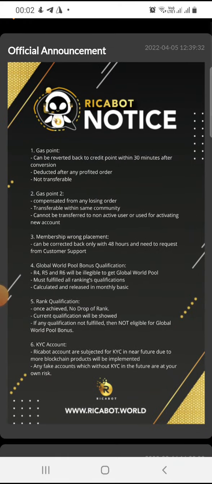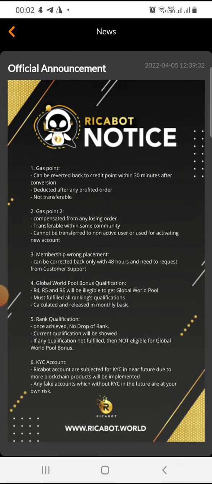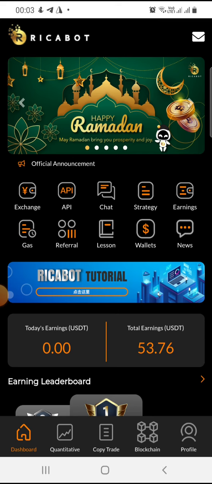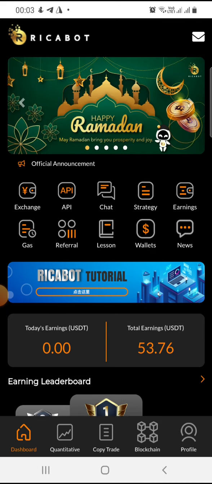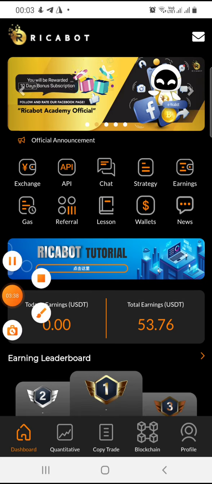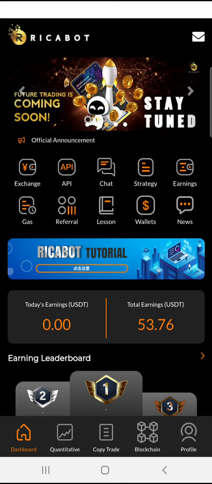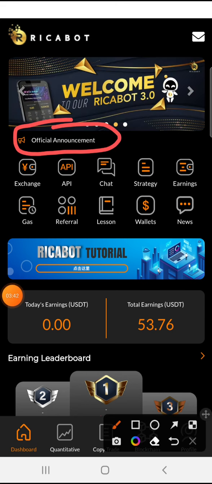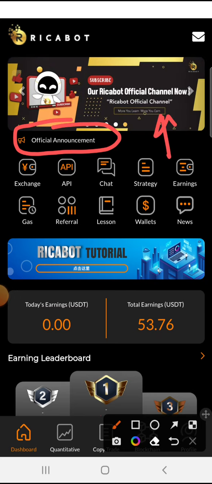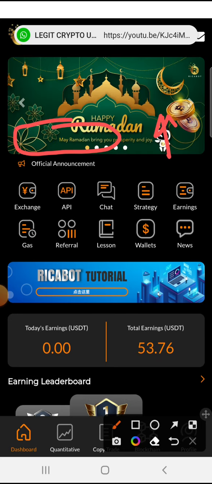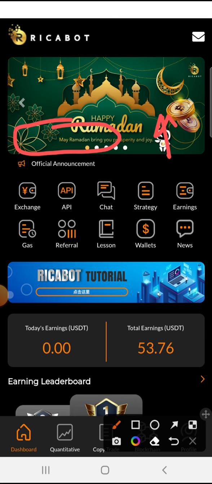So let's come back to the app. After the news portal, here you see the advertisement. Below the advertisement, they mention the official notice here. This is all advertisement and official notices.